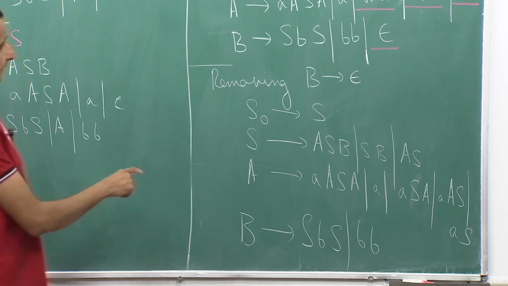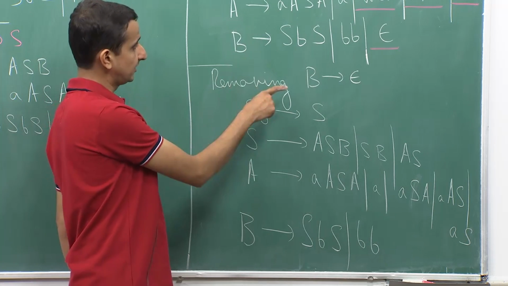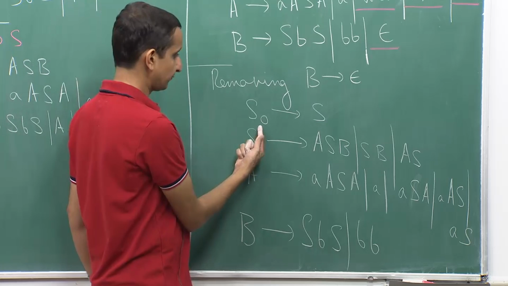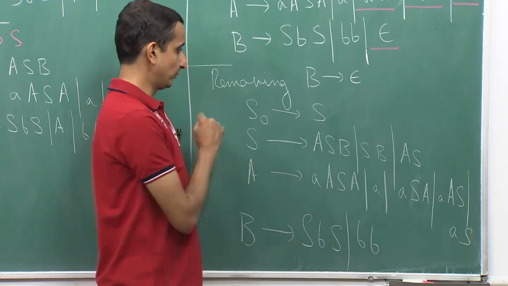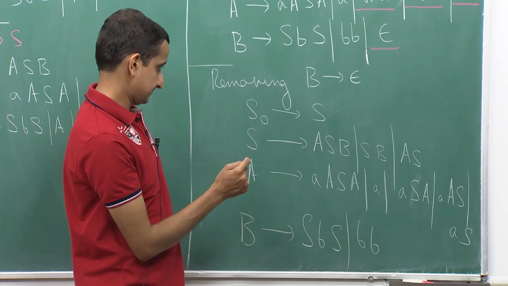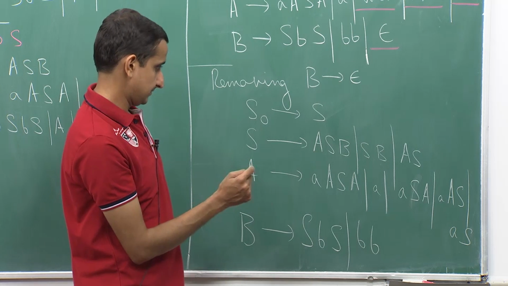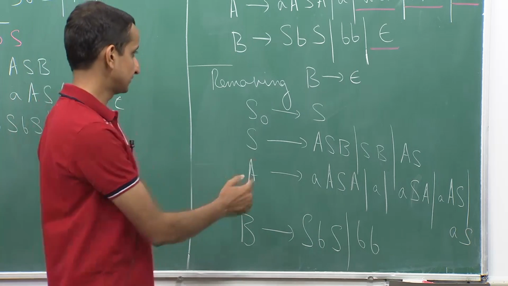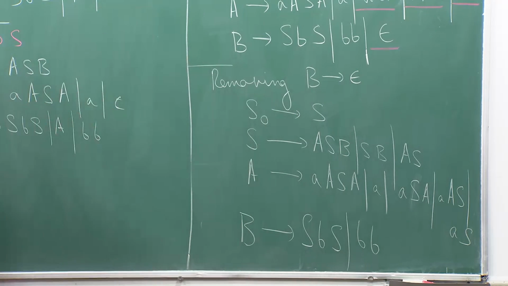So, now that we have removed all the epsilon rules, I have to remove all the unit rules. So, what are the unit rules? I have my unit rule S naught going to S, and in fact, that is the only unit rule that I have currently. So, I have S naught going to S, which I will remove.